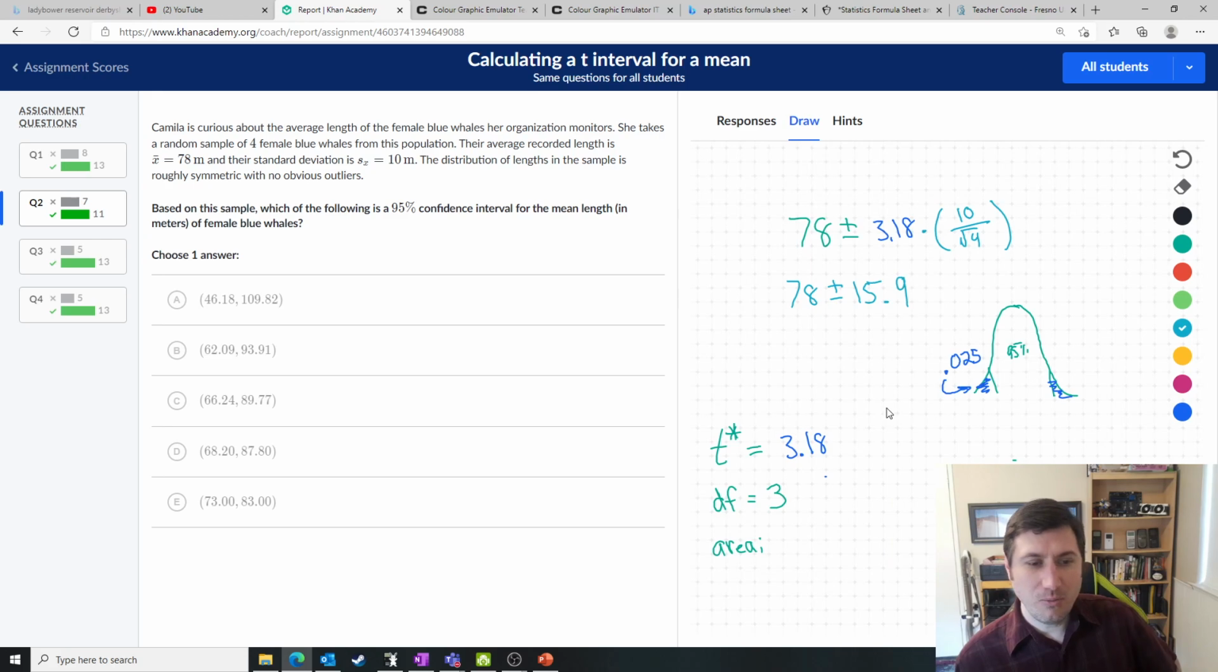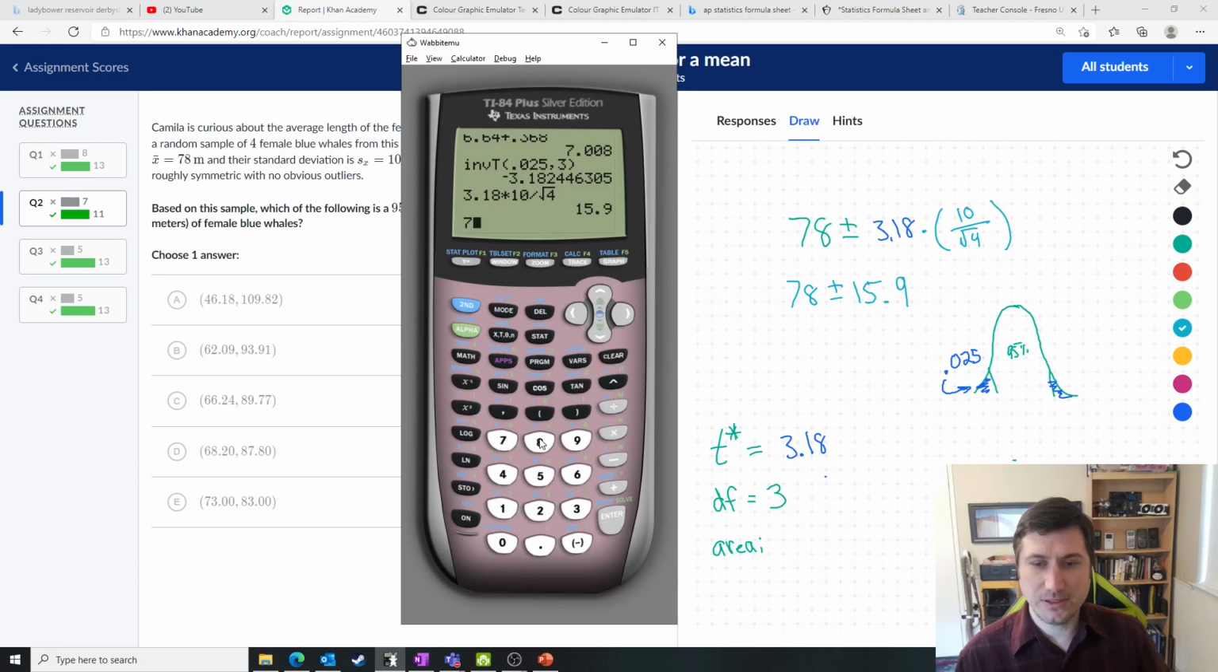Let's see, they want the actual number, don't they? So I got to actually do that addition and subtraction. 78 plus 15.9 and 78 minus 15.9. So 62 to 93. 62 to 93. Looks like I want B in this case.